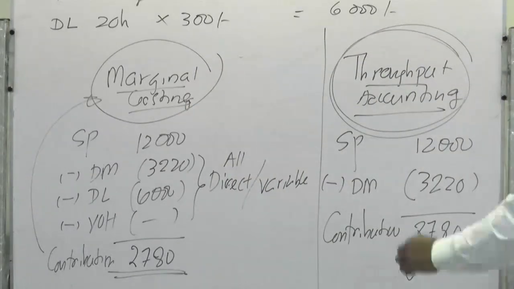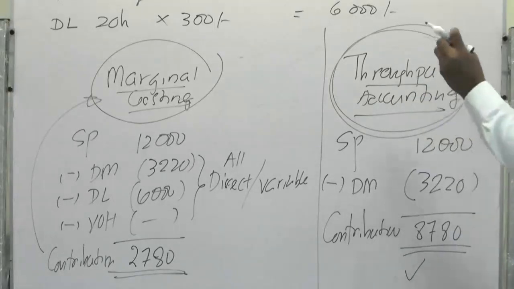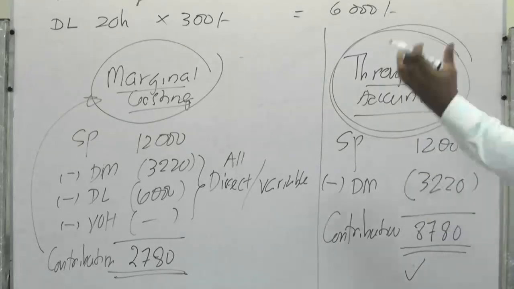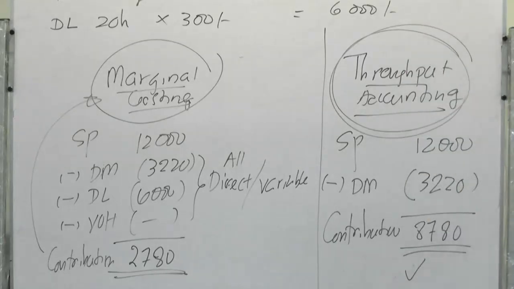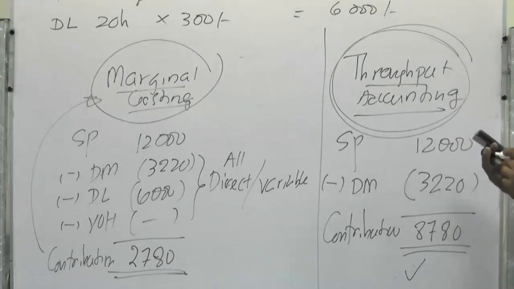Is that clear? Throughput accounting means you will consider only the cost you input to the production process, that is the basic cost, material. Therefore you will take only the material cost to deduct from the sales price to get the throughput contribution. That is the difference.